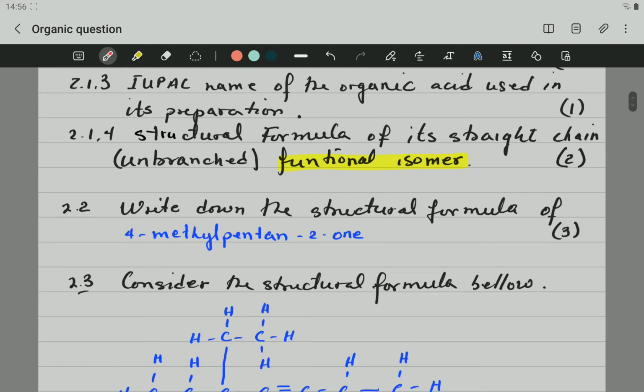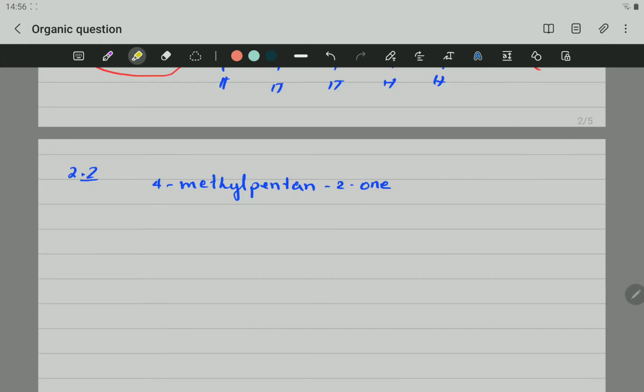The next question is 2.2. Write down the structural formula of, and they're giving you this compound. Let's go and answer this one. To do this, we're going to start with pentan. Now remember, pent is 5. So we're going to have 5 carbon in a straight line, but I'm not going to connect any carbon.